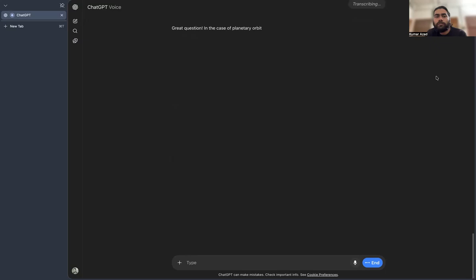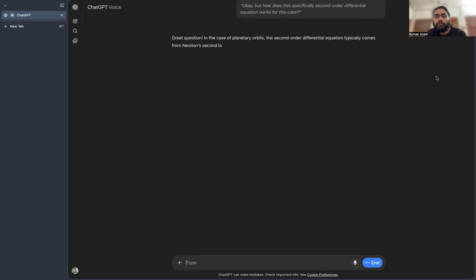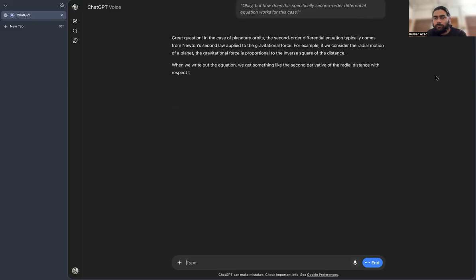Great question. In the case of planetary orbits, the second order differential equation typically comes from Newton's second law applied to the gravitational force. For example, if we consider the radial motion of a planet, the gravitational force is proportional to the inverse square of the distance. When we write out the equation, we get something like the second derivative of the radial distance with respect to time equals the negative gravitational constant times the mass of the sun divided by the radial distance squared. This forms a second order differential equation because it involves the second derivative of the radial coordinate.